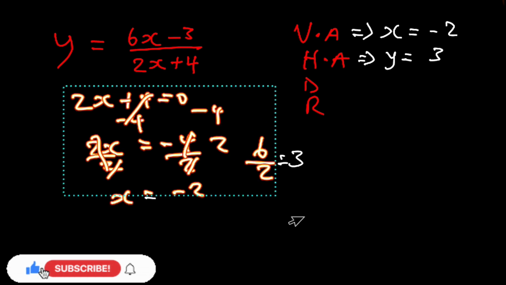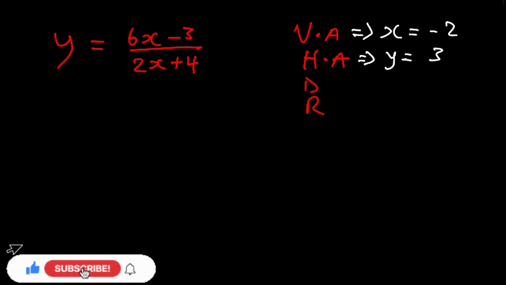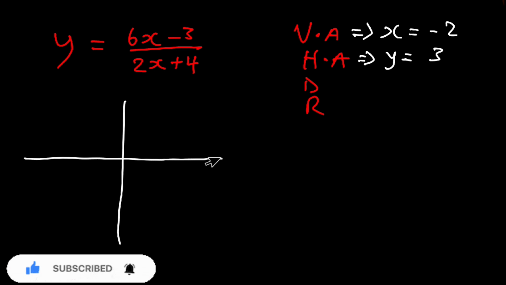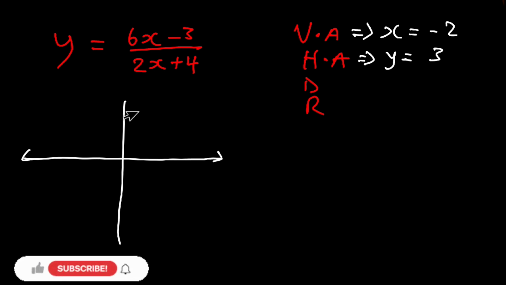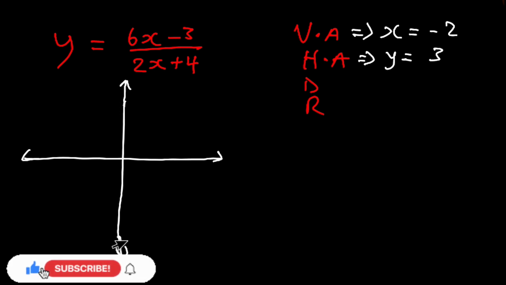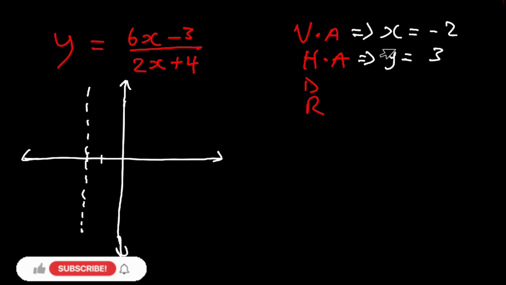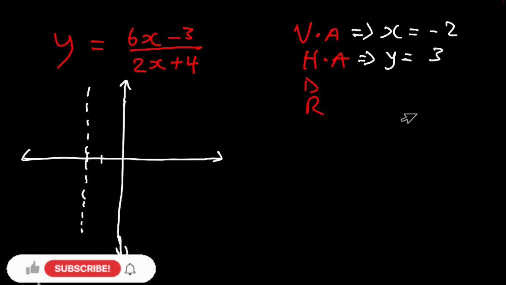So let's graph the function. Now all of these are just rough sketches. Now the vertical asymptote is at the point where x is equal to -2, which is this, and then the horizontal asymptote is at the point where y is equal to 3.